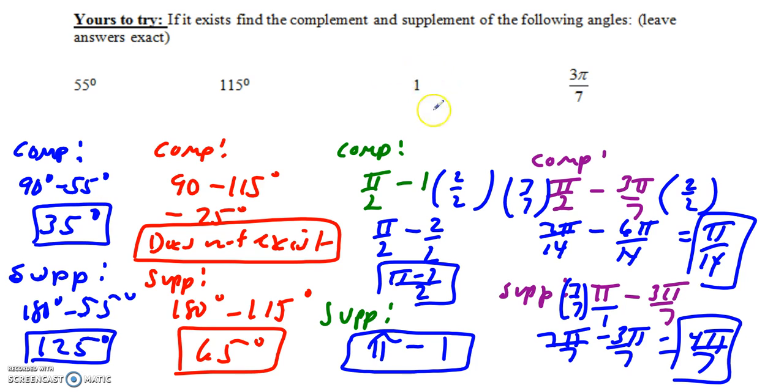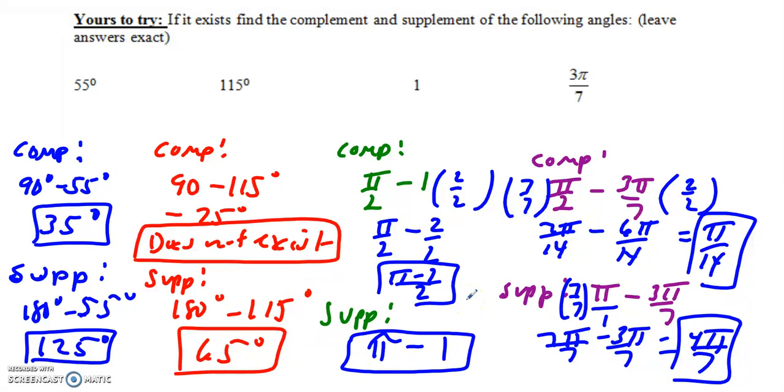Example 3, the plain old 1, which you assume is in radians. For the complement, I did pi over 2 minus 1 originally. Notice then that this needed a common denominator of 2. So I multiplied the second one by 2 over 2, and then combined to pi minus 2 all over 2 for my final answer. The supplement would just be 180, or pi minus 1.